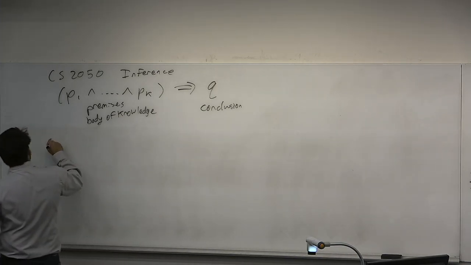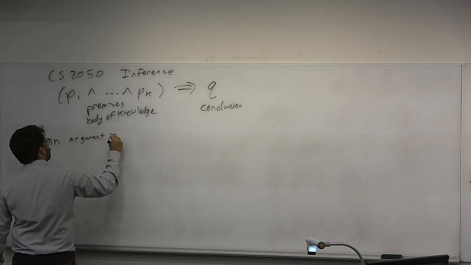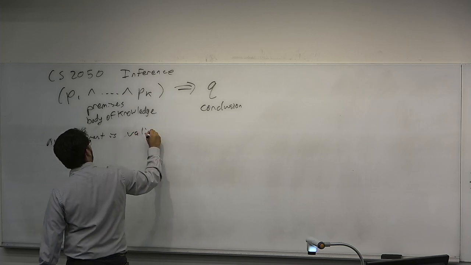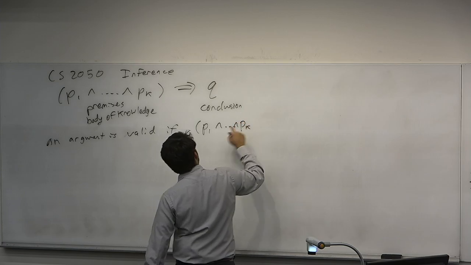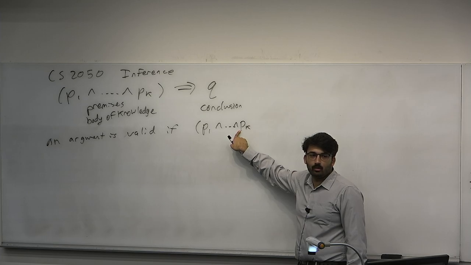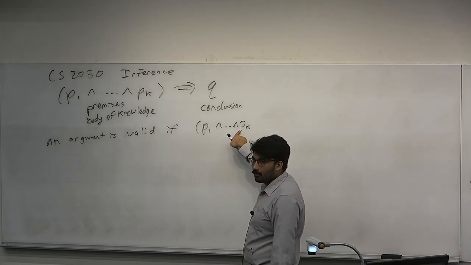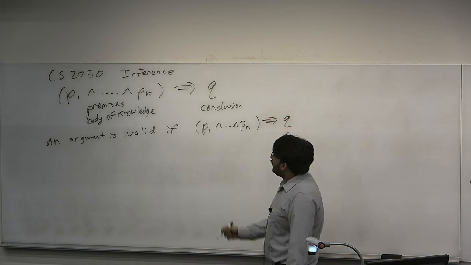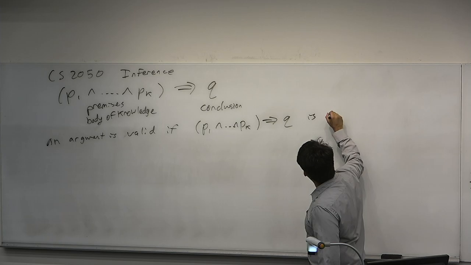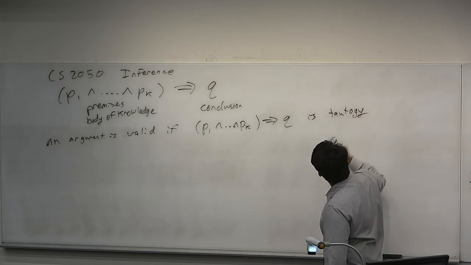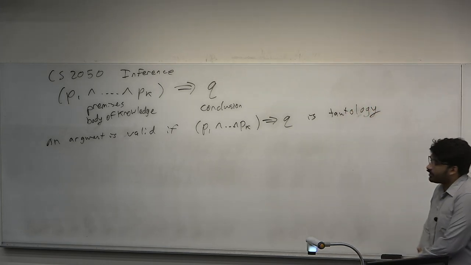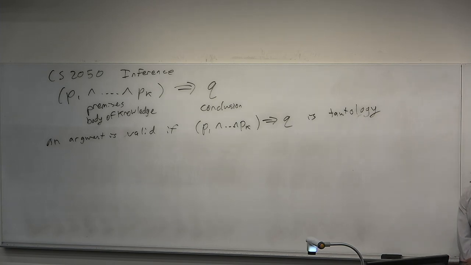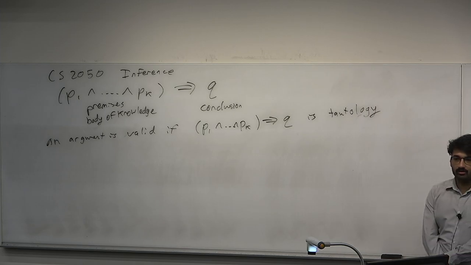An argument is valid if P1 and so on through PK, which again is shorthand for an and, you assume all your premises to be true, all of them, and you deduce a conclusion. An argument is valid if this implication is a tautology, right? What is a tautology again? You guys remember what tautology is? One of those cool spell words you've got to remember. Tautology is true for all values, right? The truth table column is true, true, true, true, true, true, true, true, true.